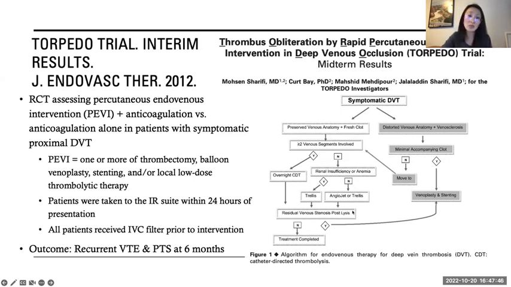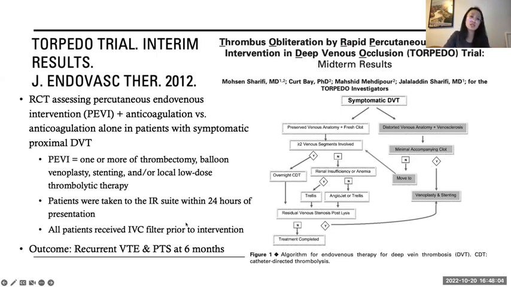And of those patients who had residual venous stenosis post-lysis, those patients would also get stenting. So all these patients who had any sort of distorted venous anatomy, venosclerosis, or venous stenosis would also end up with stenting in this population.